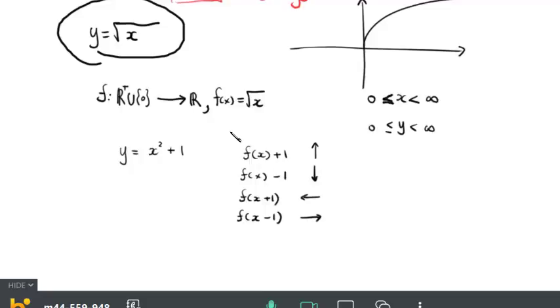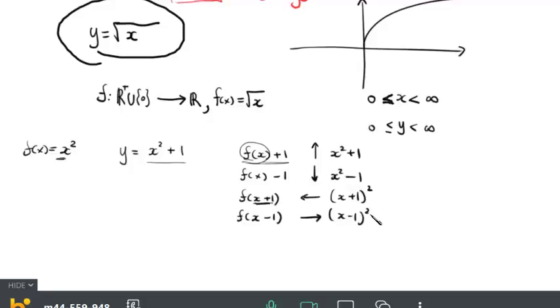So if the original function is f of x equals x squared, this one right here would be x squared plus 1, so that's moving up. That's this one right here. And x squared minus 1 will be moving down. And this one here is f of x plus 1 inside, replacing x, so that's equal to x plus 1 all squared. And this is x minus 1 all squared.